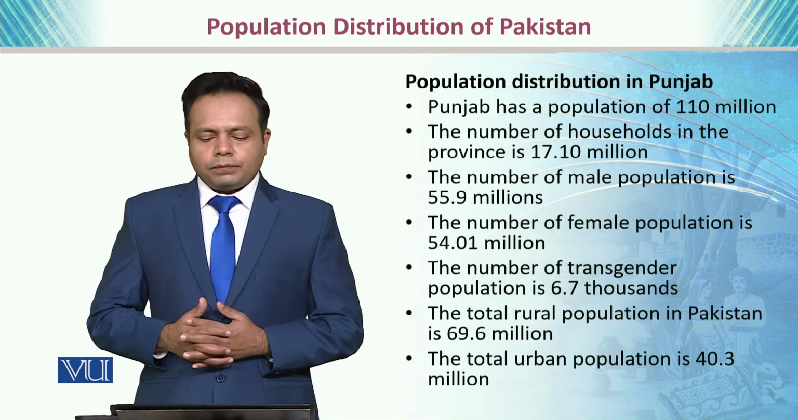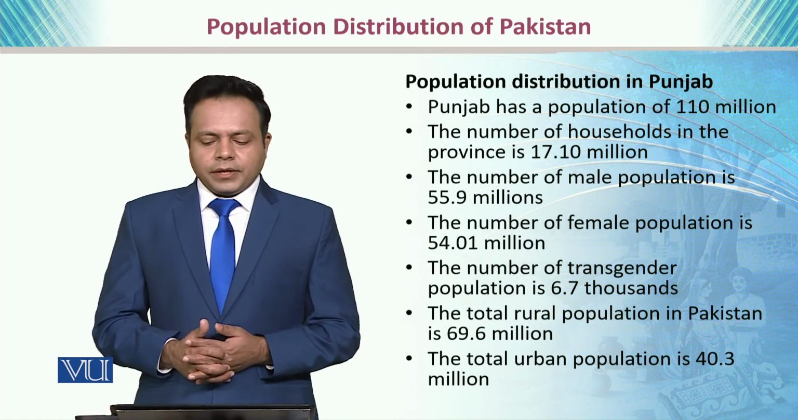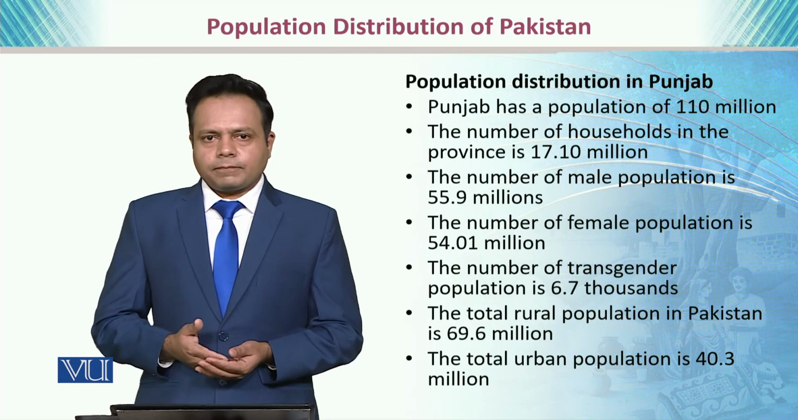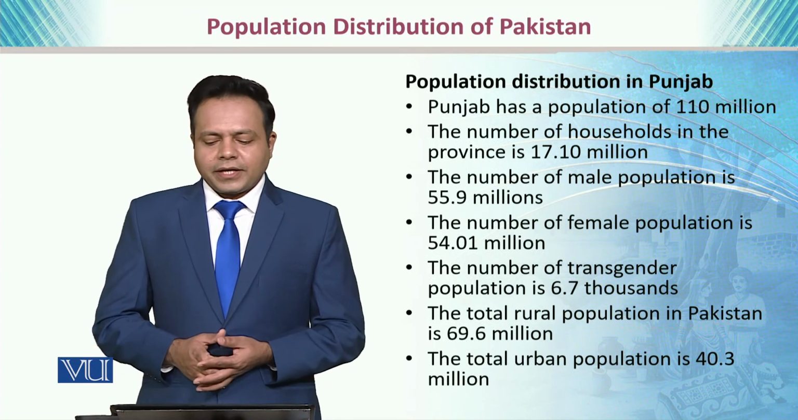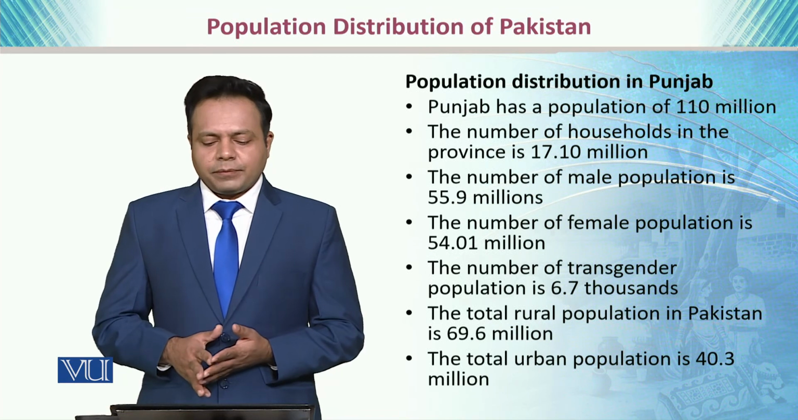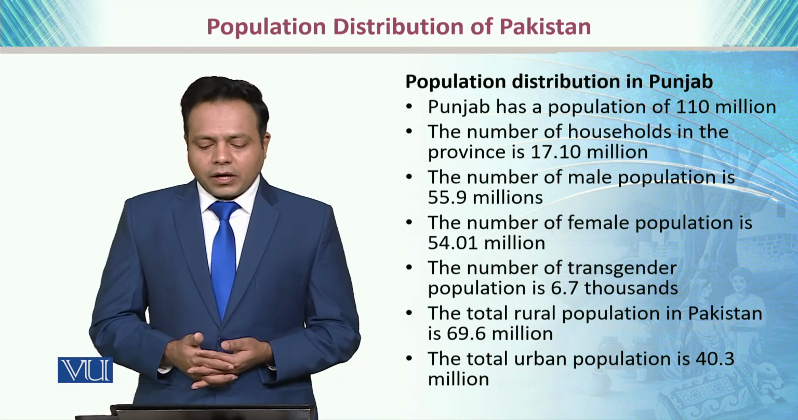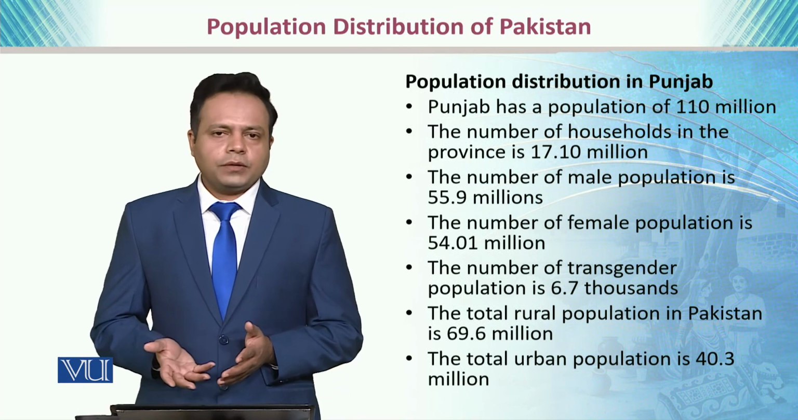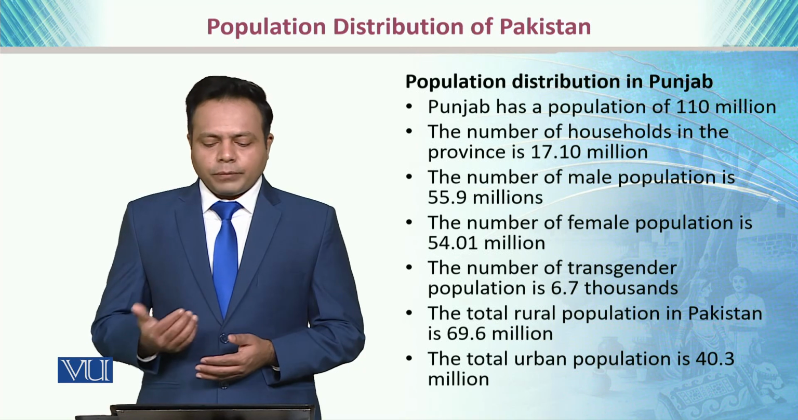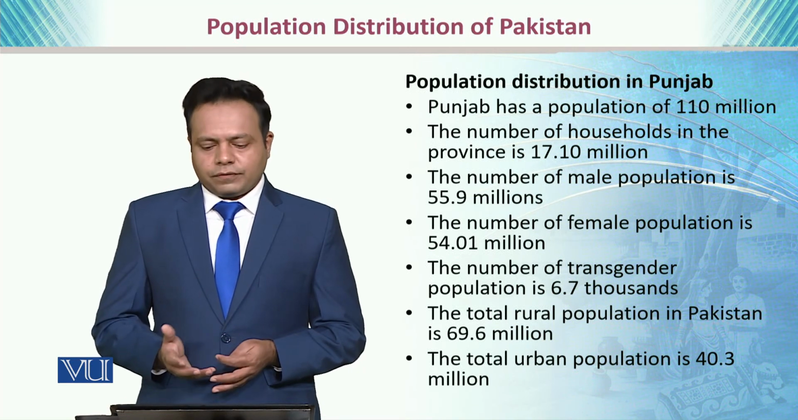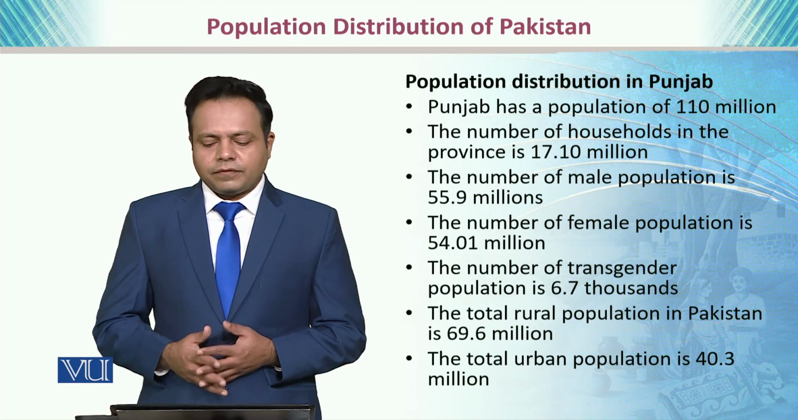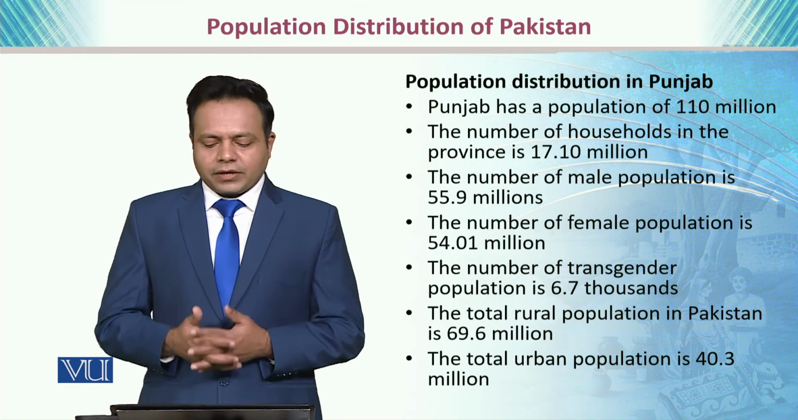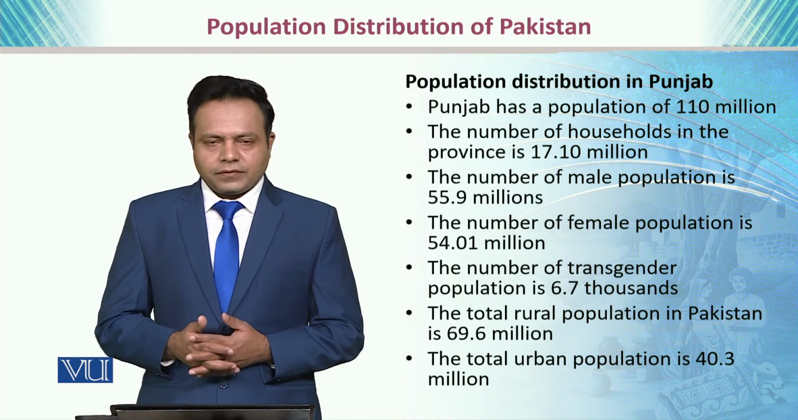If we talk about the population distribution in Punjab, it is the most populous province of Pakistan. It has 110 million inhabitants. The number of households in the province is estimated to be 17.1 million. The male population is almost 56 million, whereas the female population is almost 54 million. The transgender population is 6.7 thousand.